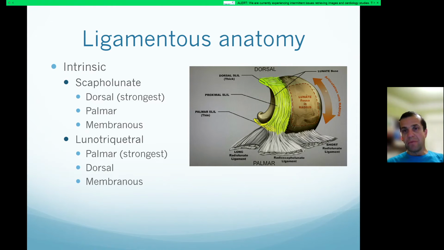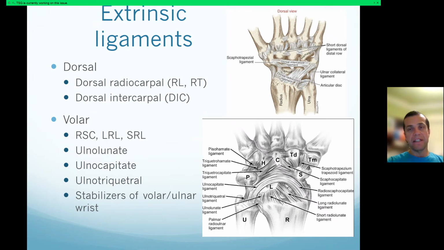Intrinsic ligamentous injury is important in deciding what to repair, as the scapholunate ligament is strongest dorsally, while the lunotriquetral ligament is strongest palmar. Both those ligaments have a dorsal, palmar, and proximal membranous portion. The extrinsic ligaments could be dorsal or volar.